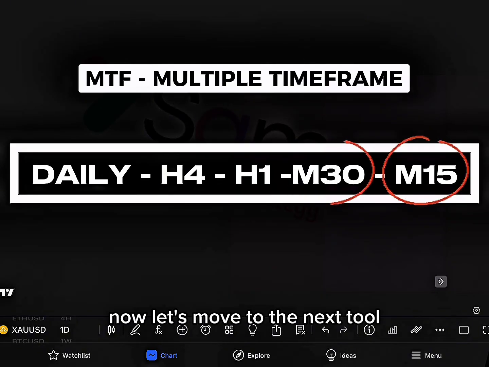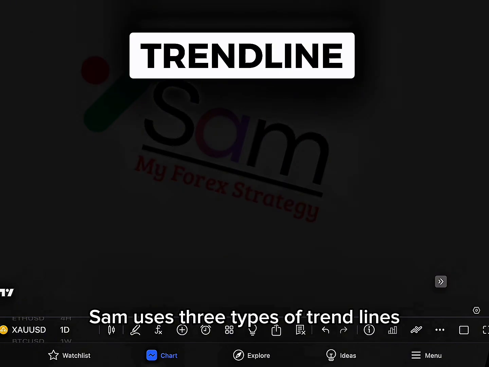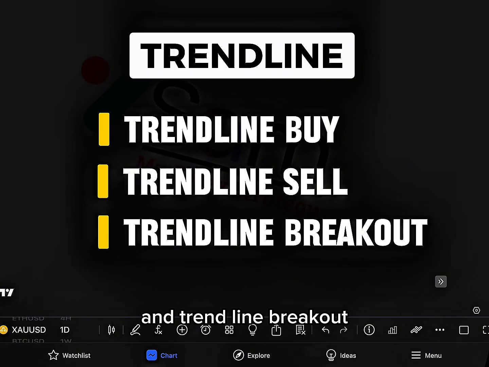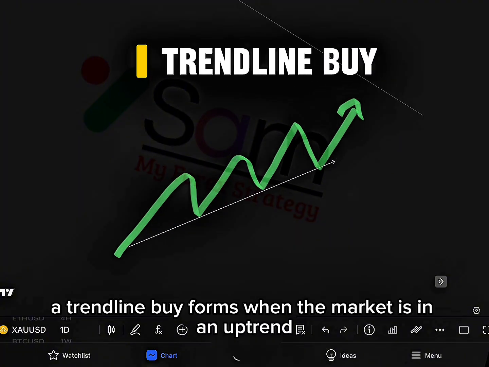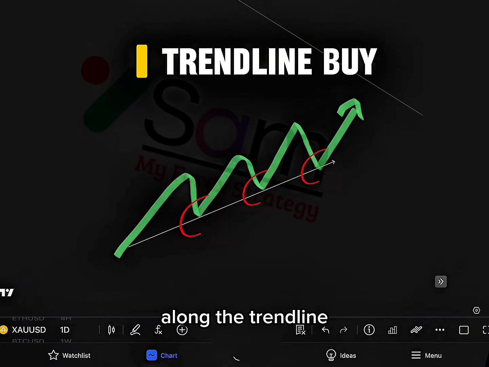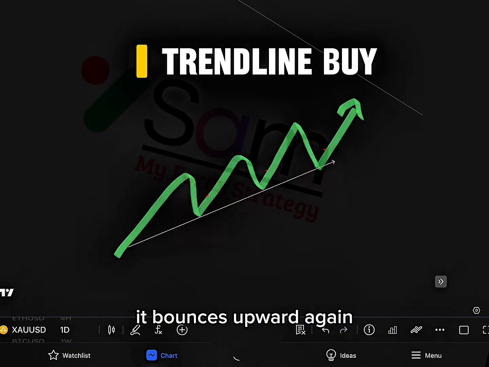Now let's move to the next tool, trend lines. Sam uses three types of trend lines, trend line buy, trend line sell, and trend line breakout. Let's start with trend line buy. A trend line buy forms when the market is in an uptrend and price keeps bouncing from the same area along the trend line. Every time price pulls back and touches the trend line, it bounces upward again.